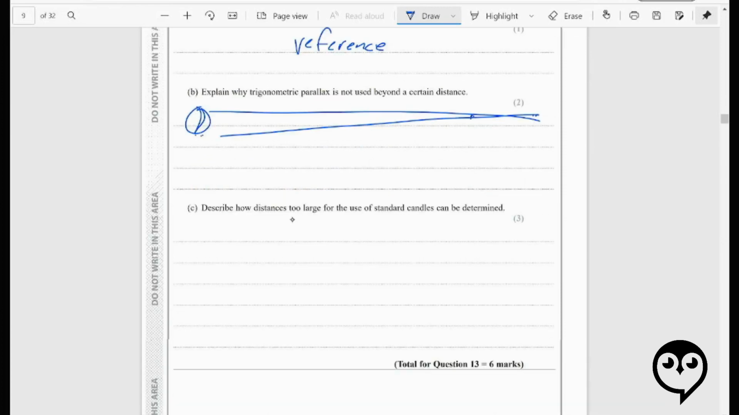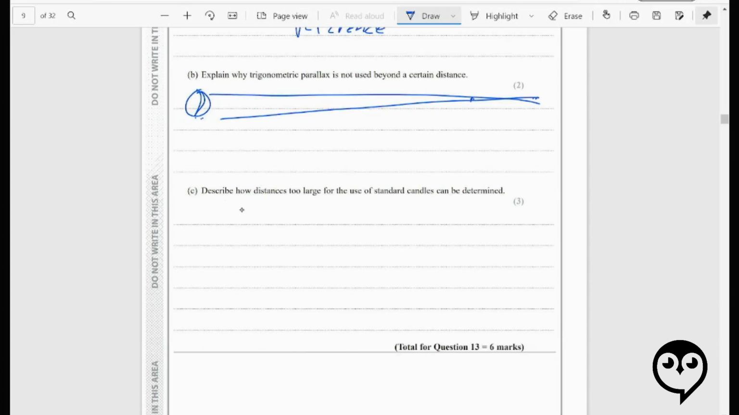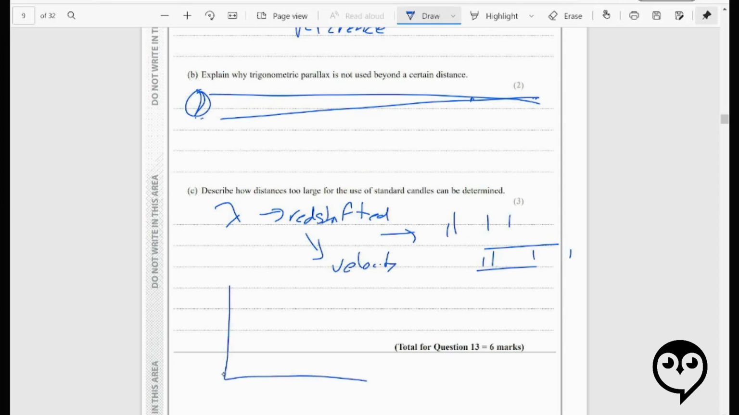Then describe how a distance too large for the use of standard candles can be determined. What we'll typically do for this is measure the wavelength of something. We'll see how much it's been red-shifted. If we know how far the light's been shifted, we'll take a look at our emission spectra or absorption spectra. You'll see how far the lines have shifted from something else. That amount of redshift tells us what its true velocity is, and because we know its true velocity, we can then use our graph with the Hubble constant. We can work our way backwards.